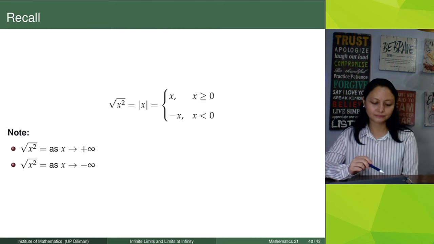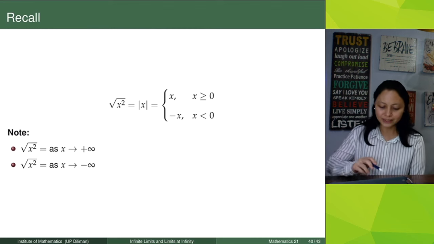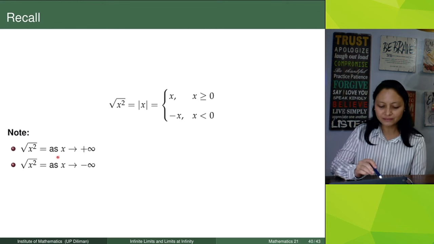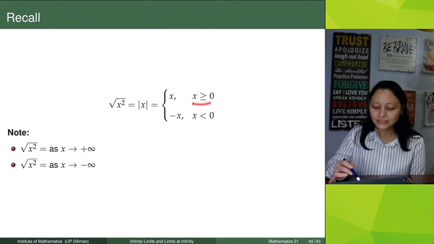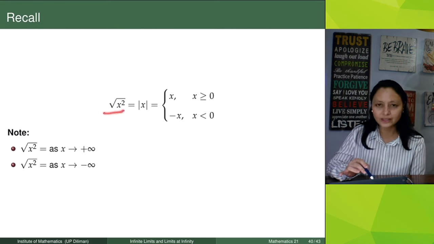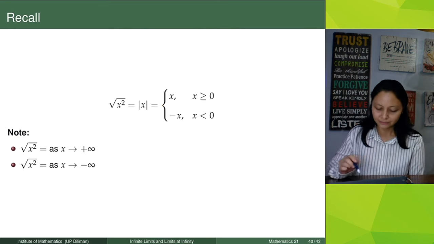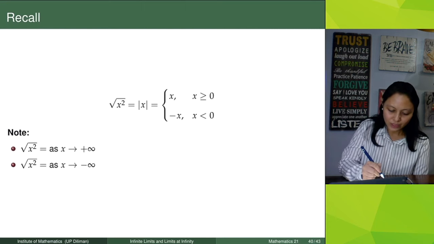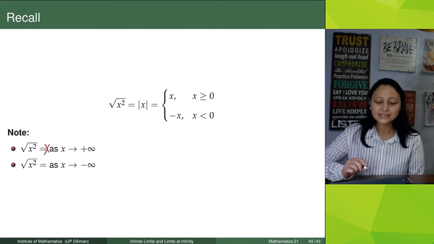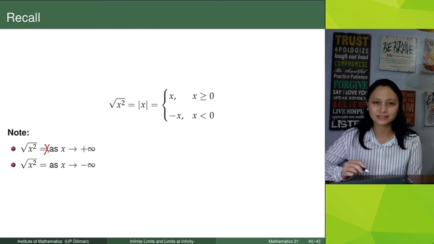Now, two things can happen. As x approaches positive infinity, definitely x is greater than 0. So the square root of x squared will be equal to x. So the square root of x squared is equal to x as x approaches positive infinity.